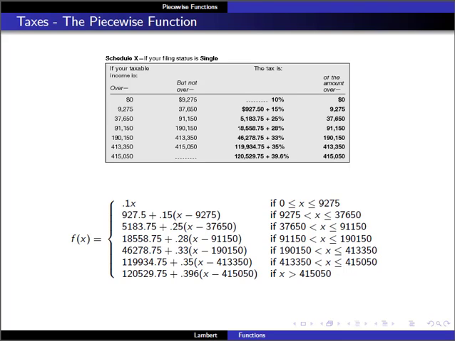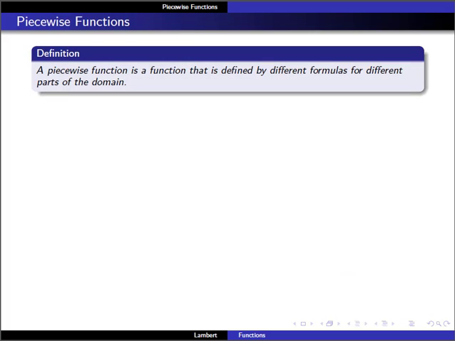a piecewise function, breaking a function into its parts dependent upon the domain. In this case, the domain is based upon the taxable income amounts. So, as I mentioned, a piecewise function is a function that's defined by different formulas or different functions for different parts of the domain. So, let's take a look so we can maybe go back and tackle that tax problem in a minute.